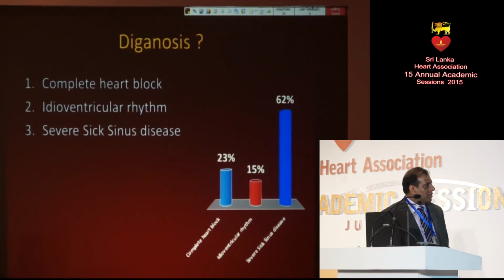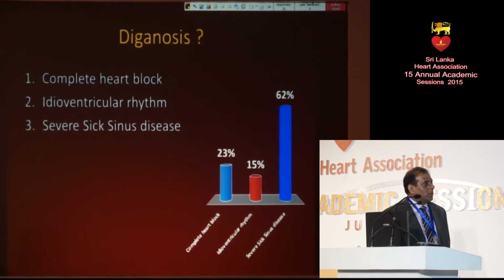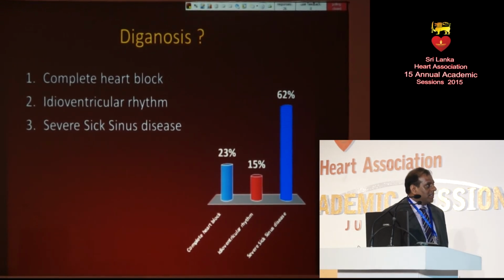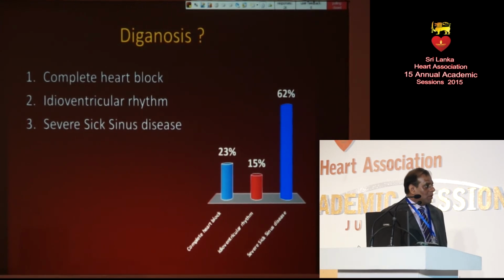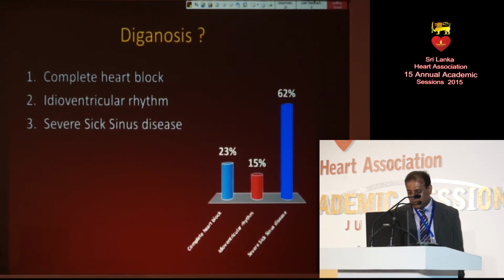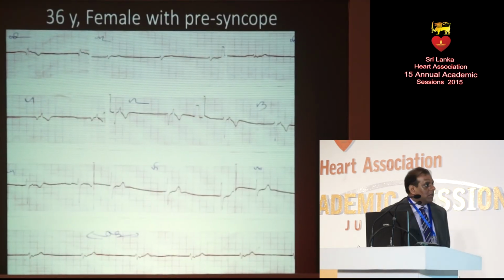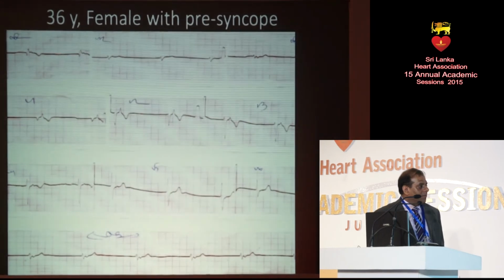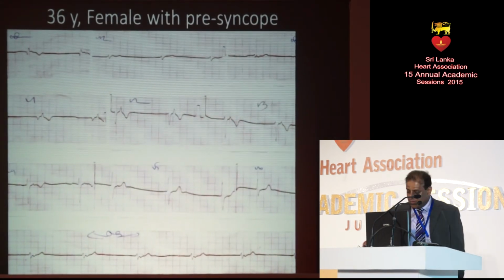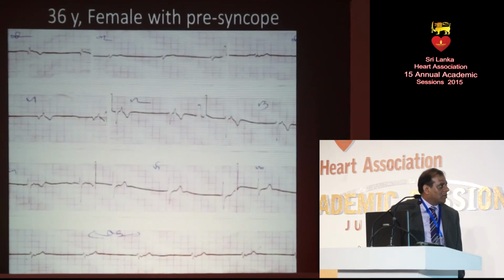Let's see what the answers are. The majority have voted correctly. It's severe sick sinus syndrome. Some people have said complete heart block, and a minority have said idioventricular rhythm. Let's go back and have a quick look. What you see here is a very slow heart rate. The patient is extremely bradycardic. Heart rate is about, I think, around 35.